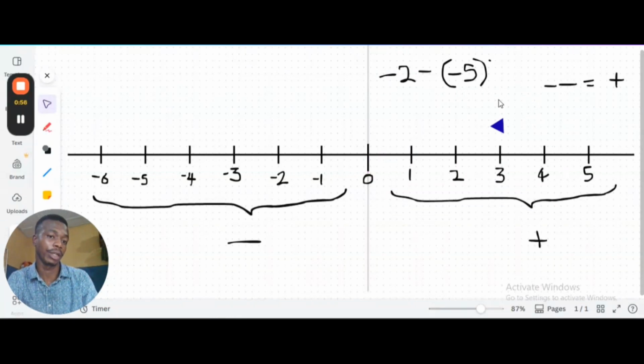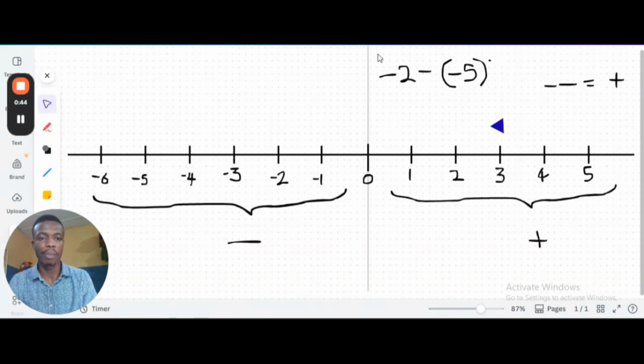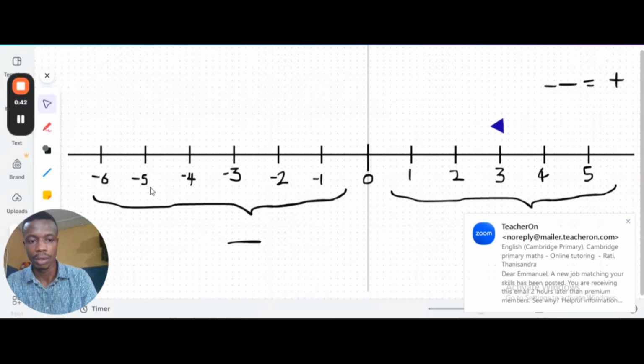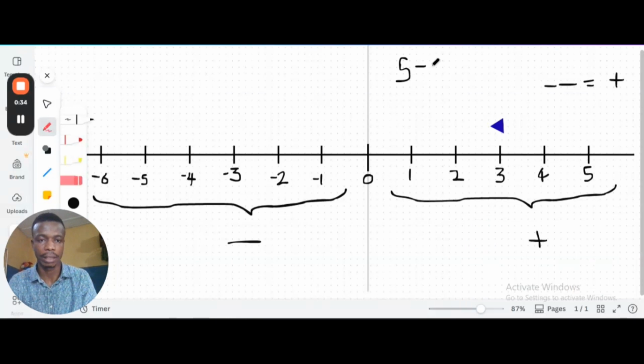Once again, 3 is the same thing as -2 plus 5. And that is because two negatives make a positive. And that is why when you turn to the negative direction and you go back, you're actually going in the positive direction. So the same principle can be applied when you have something like 5 minus plus 2. 5 minus plus 2.